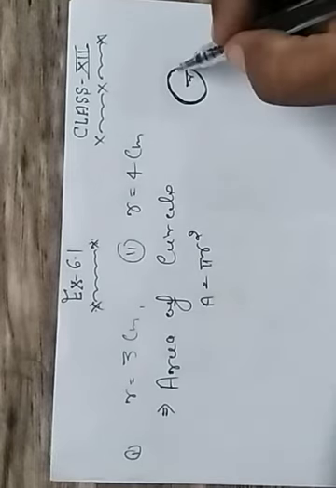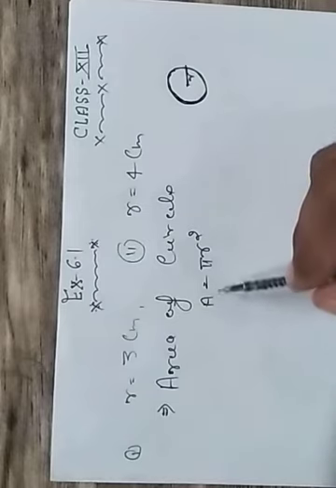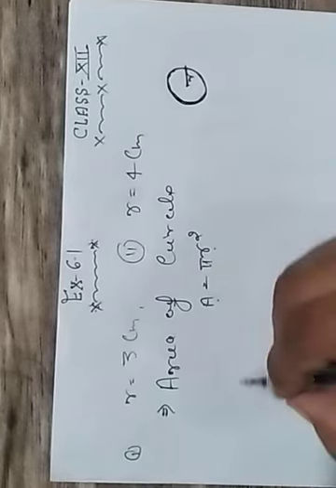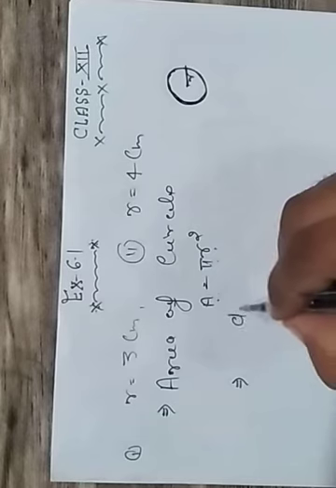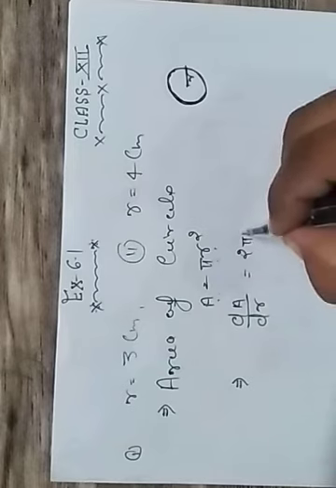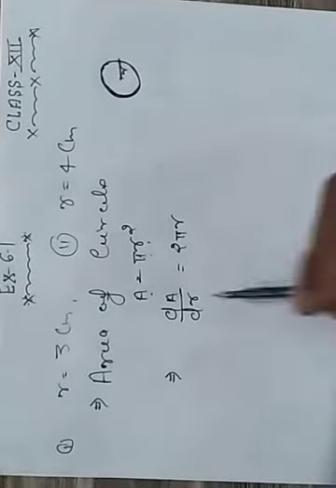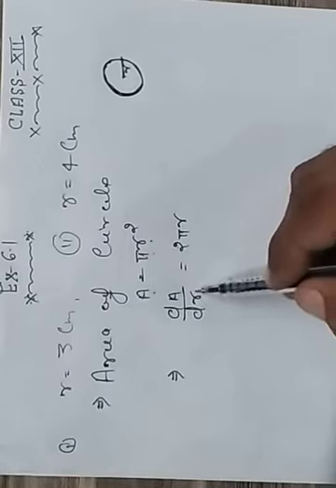Actually we want to connect area of circle with the radius of circle. Then area of circle is equal to what? Pi r square. So you can see here that this formula is connecting area of circle with radius of circle. Now differentiate with respect to r. Then dA upon dr is equal to 2 pi r. Now we are getting what?